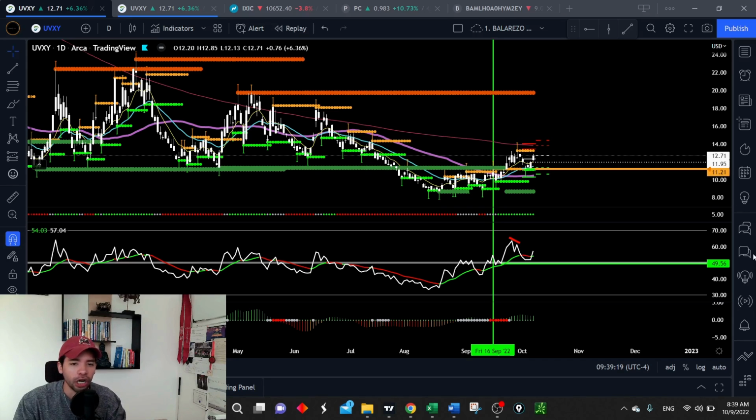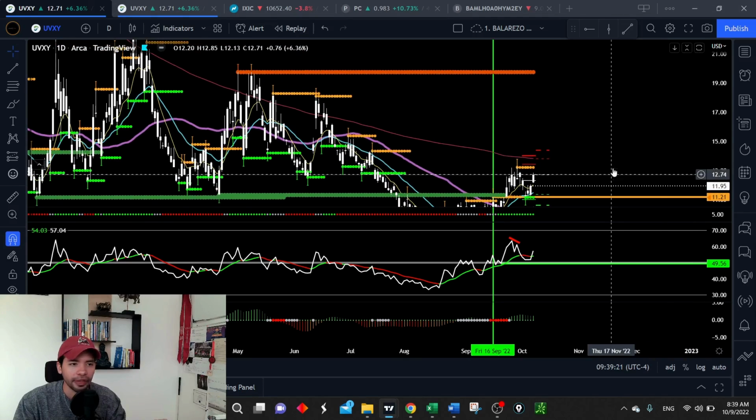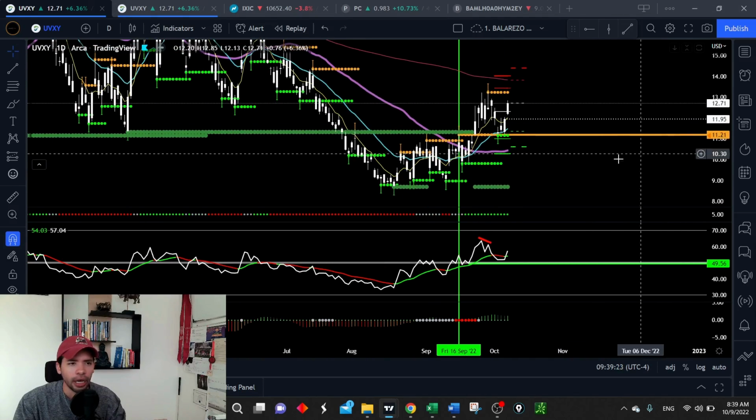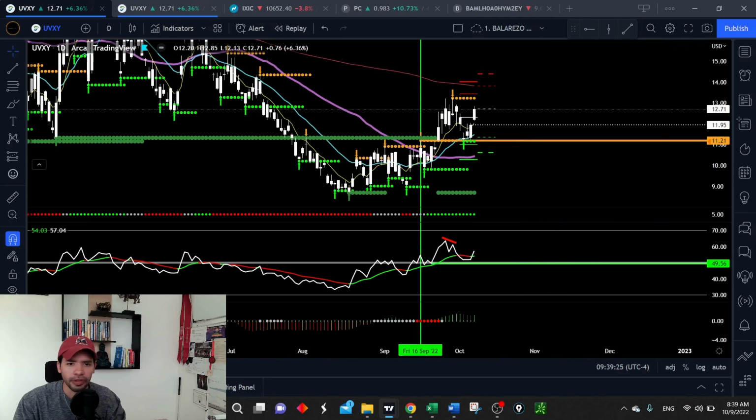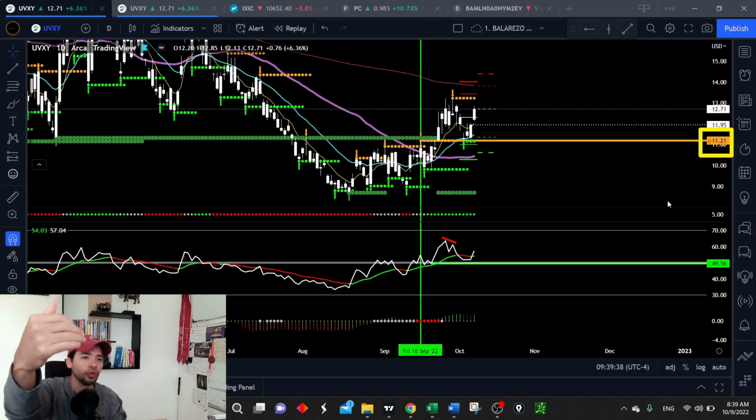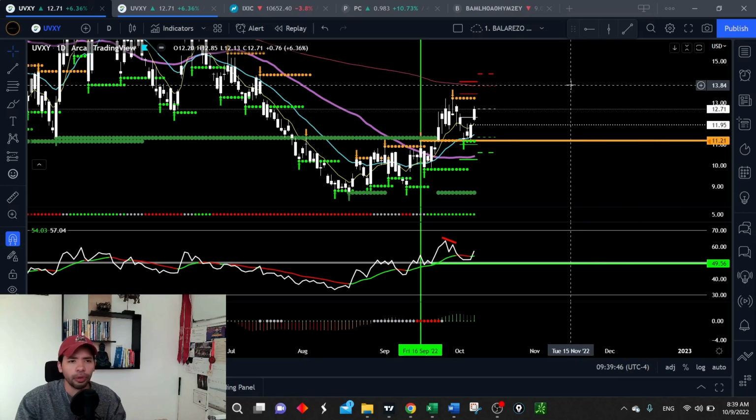So be aware of this chart, and the level that I'm going to give you, because the purpose of this channel is to give you levels. The level right here is 11.21. If we continue to trade above 11.21, just accept that the path of least resistance in the UVXY continues to be to the upside, and that we're probably going to see more pressure to the downside in the indexes, given that this is looking pretty bullish.